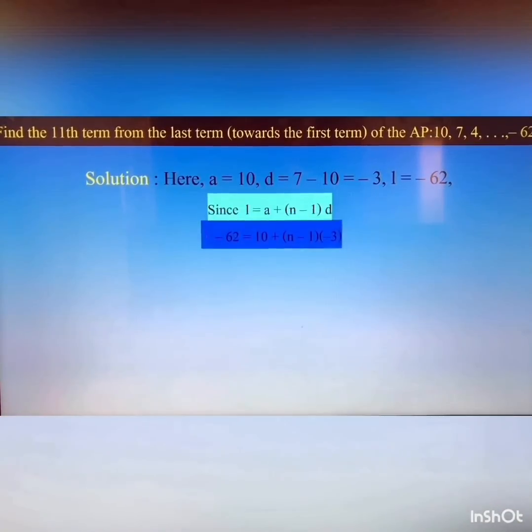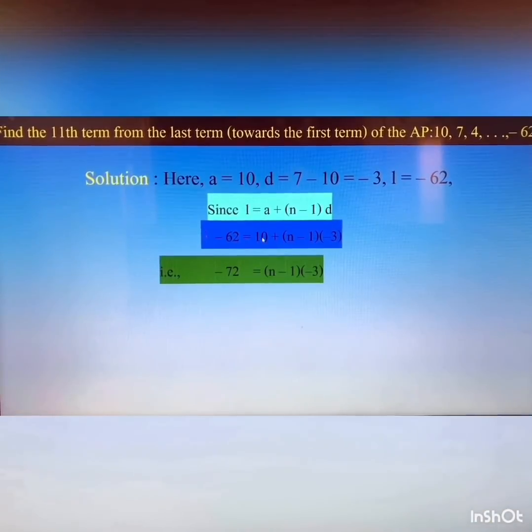So we will put all the values. l equal to minus 62 and a is 10. n is required. How many terms does this AP contain? So n minus 1, and d is minus 3. On simplifying, we will get minus 72.